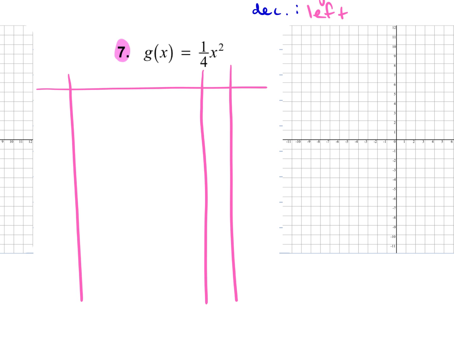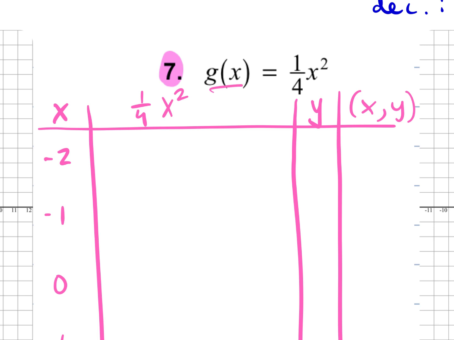All right, so we're plugging in values for X. We're gonna plug in -2, -1, 0, 1, and 2. We're plugging it into 1/4 times X squared. We're gonna get values for our Y, or you can call it G of X, and then our point is gonna be X comma Y. Just because that's the name that it uses, you can call it whatever you want. This is just a fancy way of saying Y. So same thing.